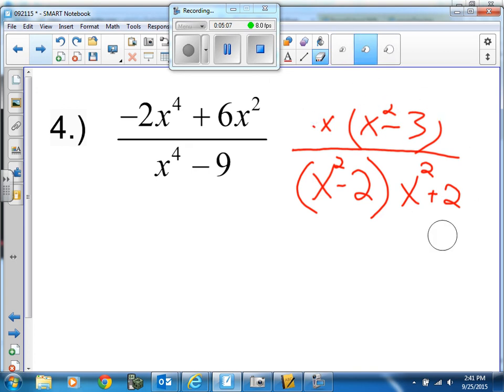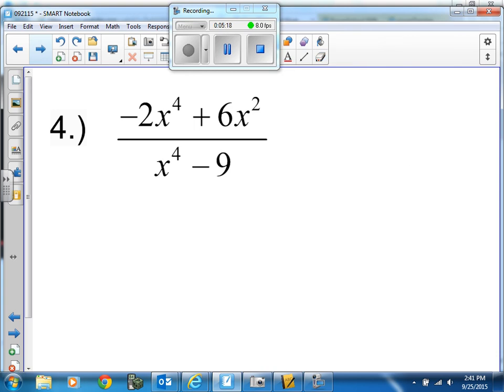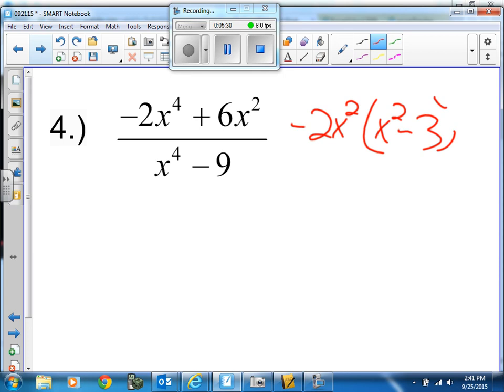All right, let me start this over again, because I was having a brain cramp. Let's see here. All right, do this again. So I have negative 2x squared times x squared minus 3. Okay, so that was right the last time.